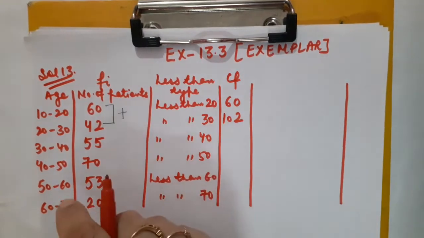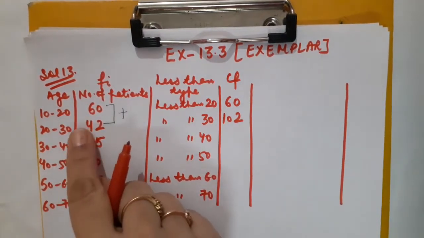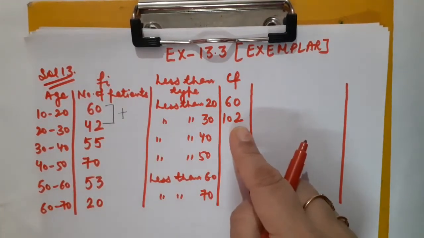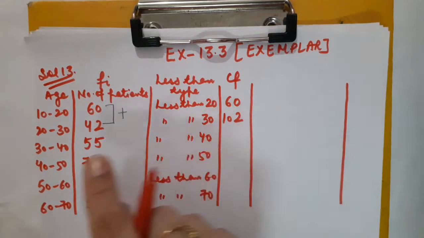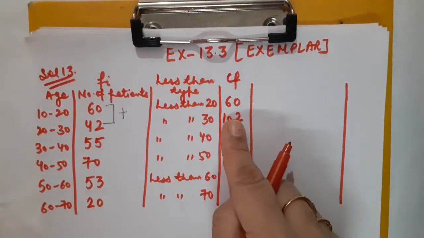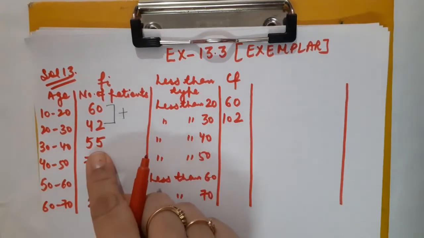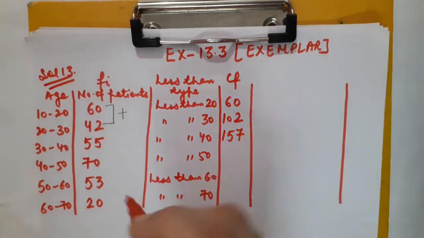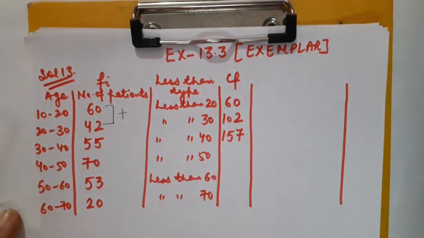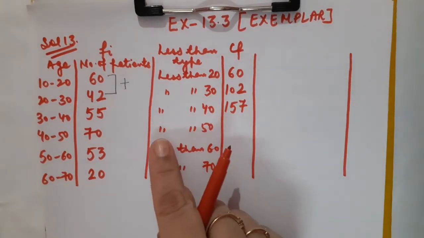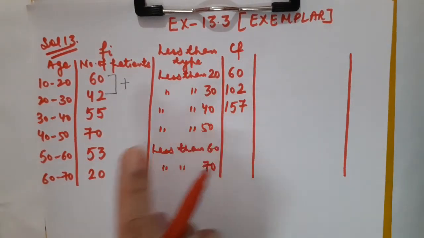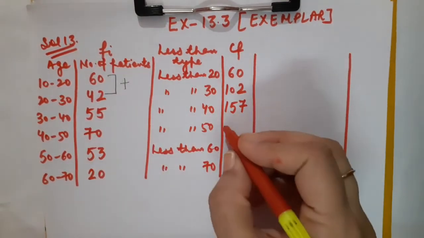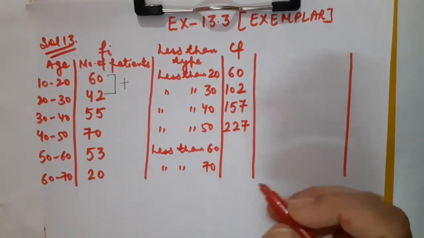Got it? Now less than 40. In less than 40, less than 30 as well as less than 20 will also be included. So I have the number of patients whose ages are less than 30, and now those of less than 40 will also be added to that. So 102 plus 55 becomes 157. Clear? Now the next cumulative frequency, that is less than 50. In less than 50, 70 will be added to 157, and it becomes 227.